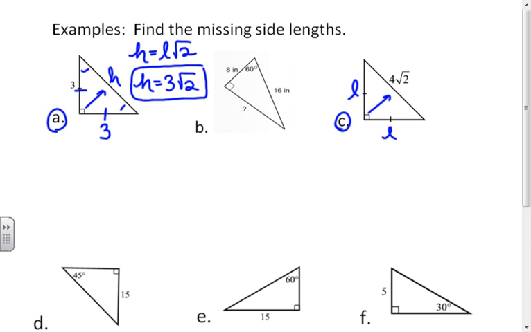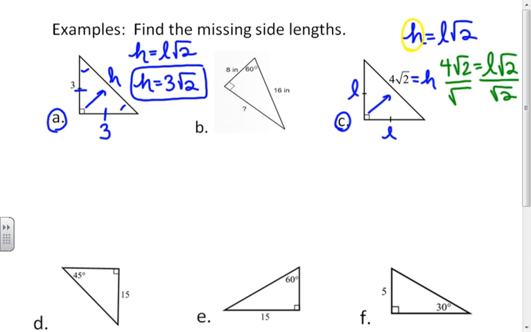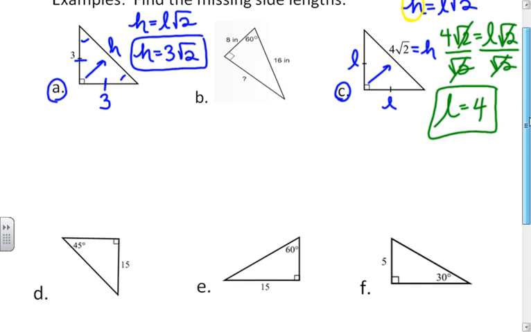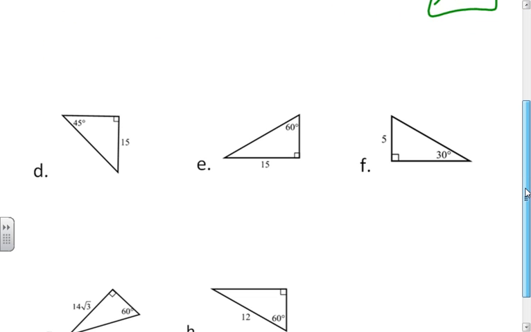If we jump over to C, in this case, I'm given the hypotenuse and I don't know the leg. So if the hypotenuse is equal to the leg times the square root of 2, this time I need to substitute here. So I have 4 square roots of 2 equals L square root of 2. I want to get the leg by itself. Divide by the square root of 2. So my leg is 4. So that's easy also.